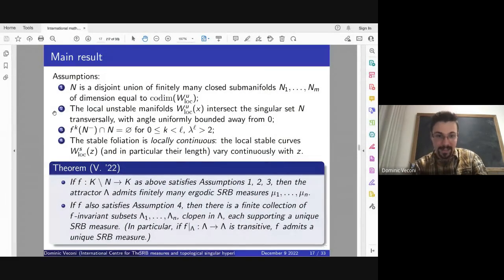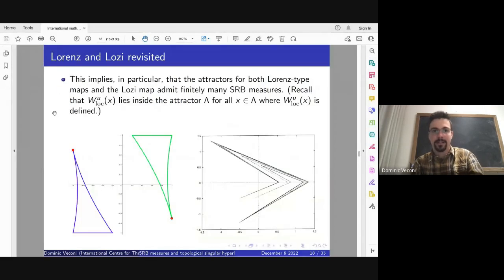In particular, what this means is that if F from Lambda to Lambda is topologically transitive, then actually F admits a unique SRB measure in that setting, provided that you have this local continuity property. Now, this is not the first time that results on finiteness of singular hyperbolic attractors have been explored. Before I go that far, I just want to point out that this means in particular that both the Lorentz type maps and the Lozi map admit finitely many SRB measures.